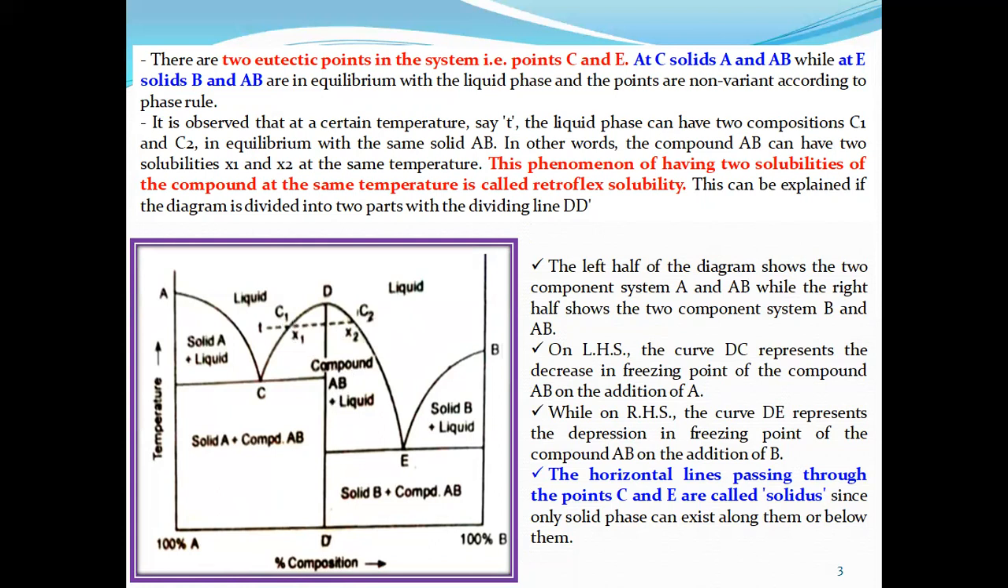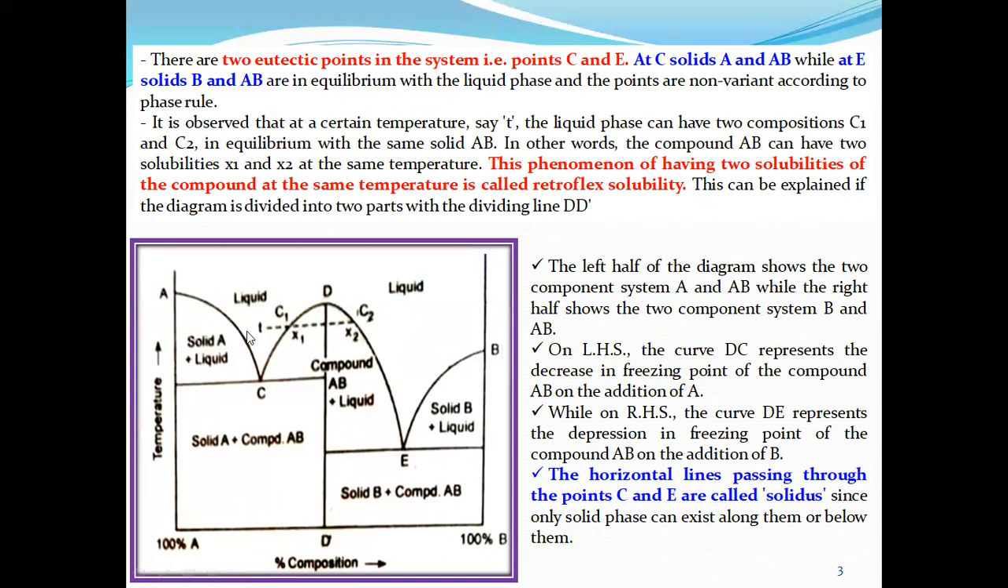the diagram is divided into two parts by the dividing line DD dash. If we first consider the left hand side half and later the right hand side, the left half of the diagram shows two components, that is solid A and AB, while the right half shows two components, that is solid B and AB.